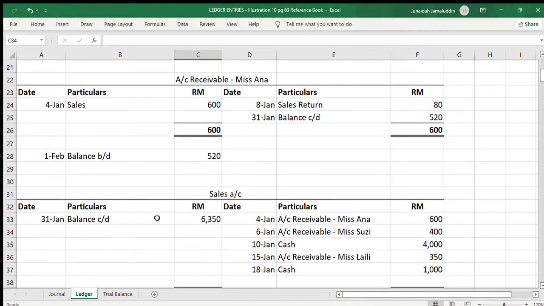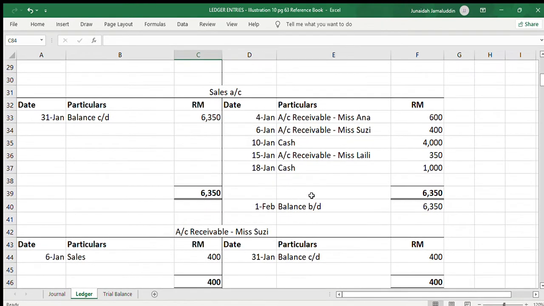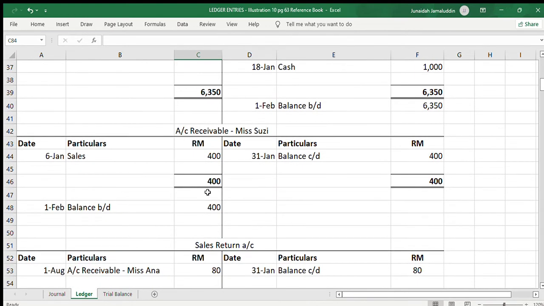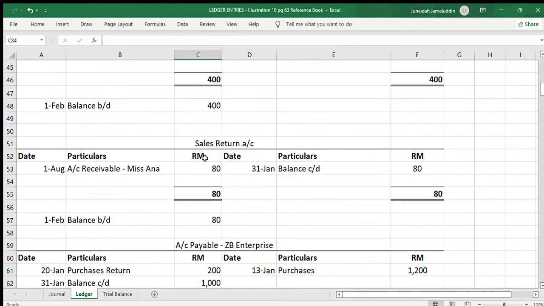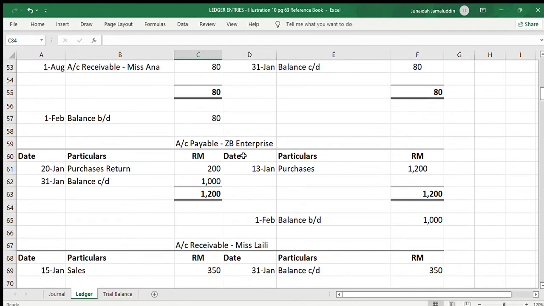Alright. Okay. For the sales account, balance BD is at the credit side. So it has a credit balance. Okay. Account receivable, balance BD at the debit side, it has a debit balance. Okay, sales return has a debit balance as well. Alright, and account payable ZB Enterprise has a credit balance. Okay, because the balance BD is at the credit side. So that's why it has a credit balance.